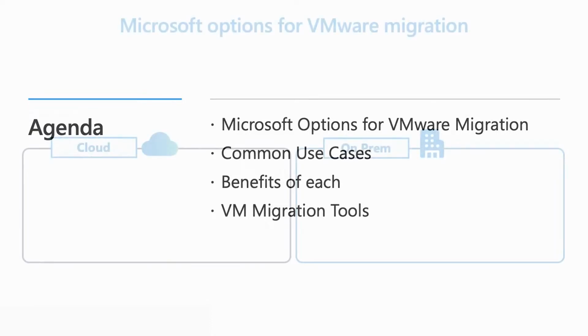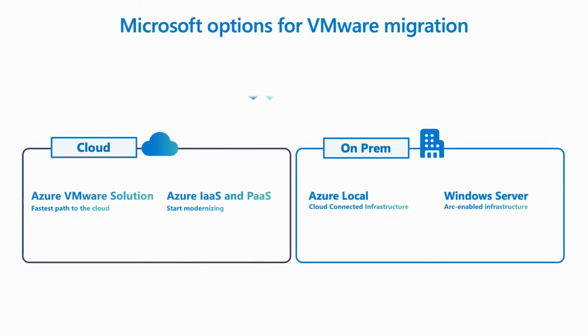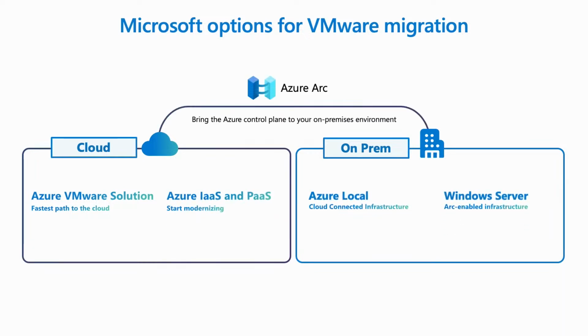Let's get started. Microsoft provides several options for migration from your current virtualization provider, whether your immediate destination is in the cloud or on-premises. If you're looking for in-cloud options, you can use Azure VMware Solution or modernize your workloads using Azure Native IaaS or PaaS services. If your workloads must remain on-premises, we recommend using Azure Local, our premier offering for hyperconverged workloads that can't move to the cloud. If none of these previous options meet your requirements, Windows Server is an Arc-enabled platform that underpins our hyperscale cloud and is available to run your on-premises workloads in your data center.